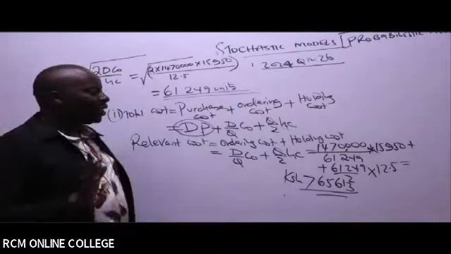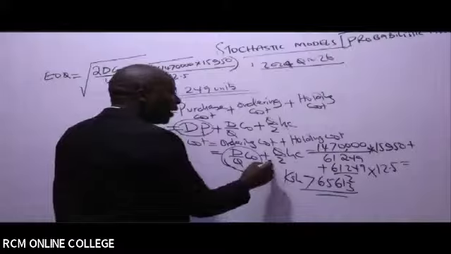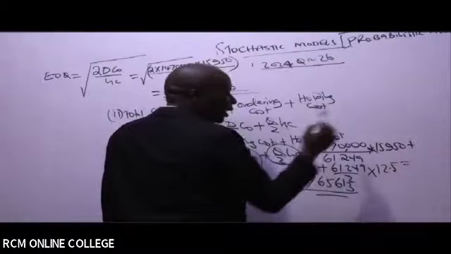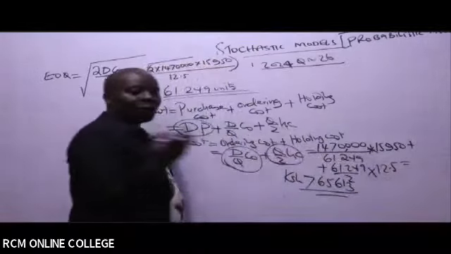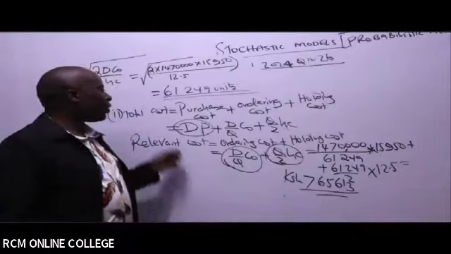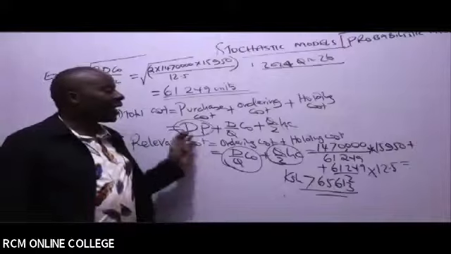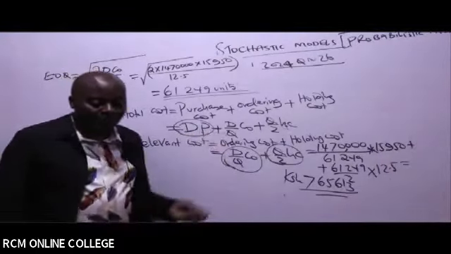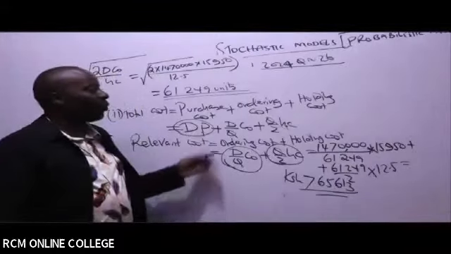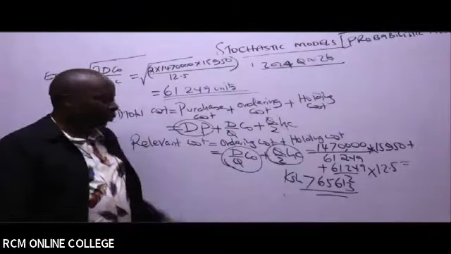Always at EOQ, the ordering cost and the holding cost will be the same. If you try computing them separately, you'll see that this figure will be exactly equal to this figure, save for a little rounding off errors. However, even in an exam, if a student goes ahead and does the costing this way, as examiners we are trained to close our eyes and still give full marks. Why does this relevant cost only have 2 costs? I will be able to demonstrate this.